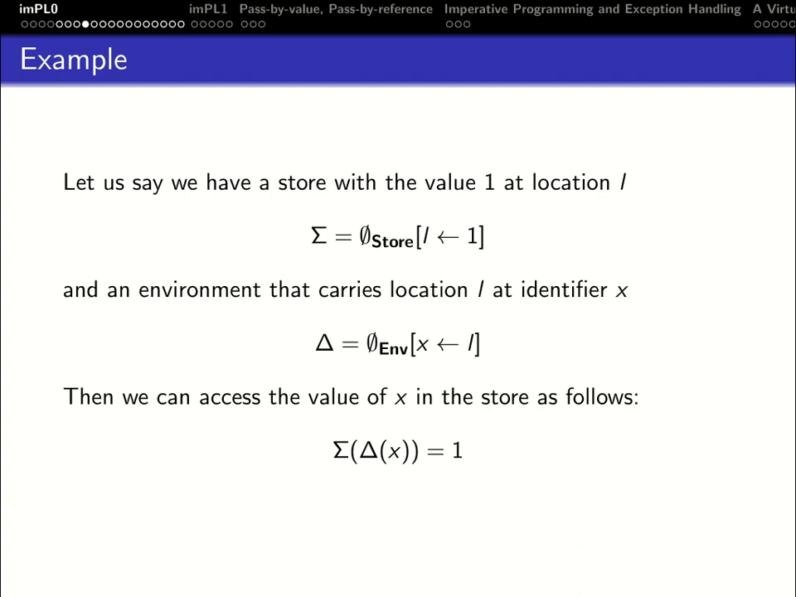So I have a store, right, which has a location L that is mapped into 1. And then we have an environment that has the symbol X mapping into the location L. So to access the value of X, I have to do a 2-level of indirection kind of evaluation. I have to apply sigma to delta to X, and that will give me the value 1. All right?